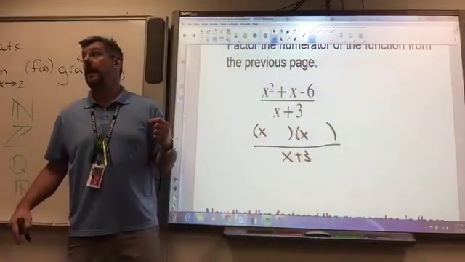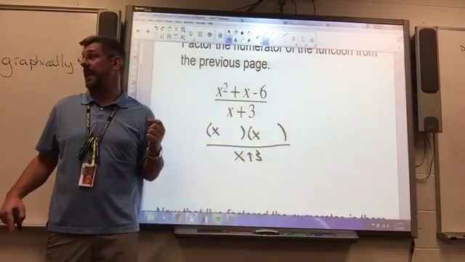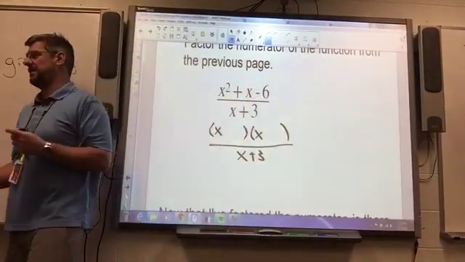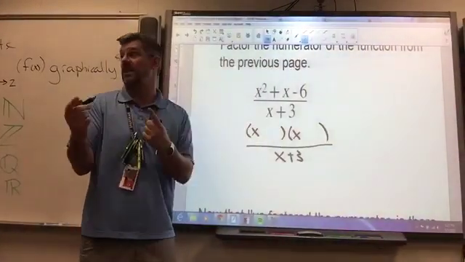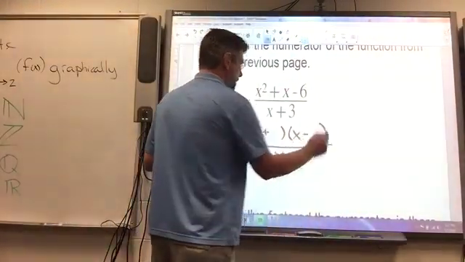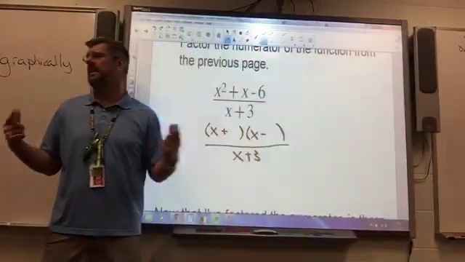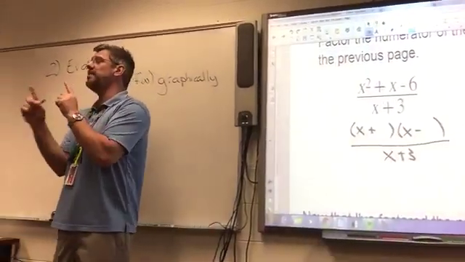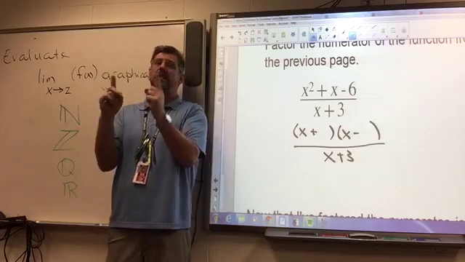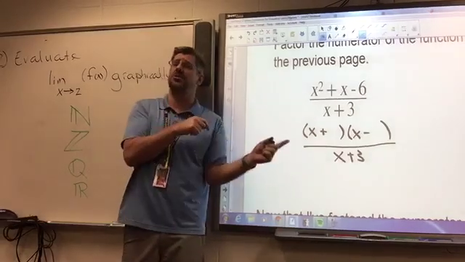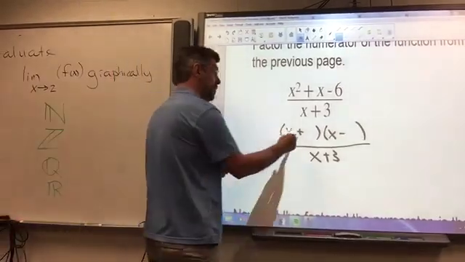Now, I get my 6 by multiplying last and last, right? But it's a negative 6. So what do my signs have to be? Plus minus or minus plus, right? Okay. Now, because it's plus and minus, my two factors are going to subtract to be 1. Yes? What two factors of 6 also subtract to be 1? Plus 3 minus 2.